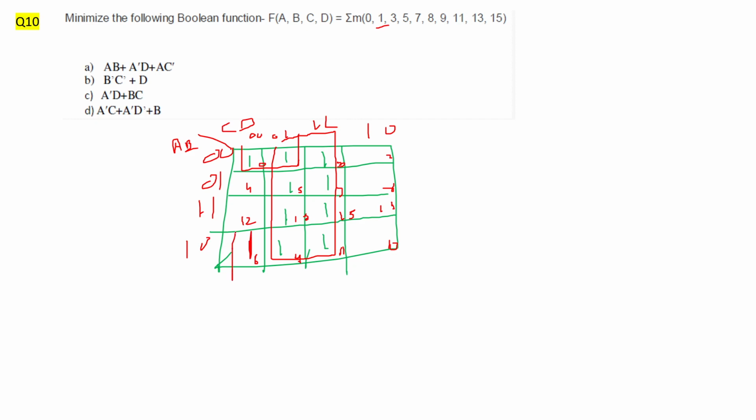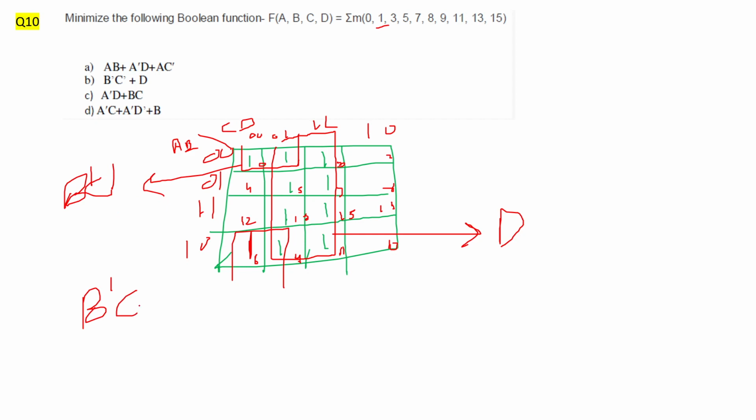So we have this. The term coming from this is simply D, and the term coming from this is B complement C complement. So the answer will be B complement C complement plus D. So that is option B.